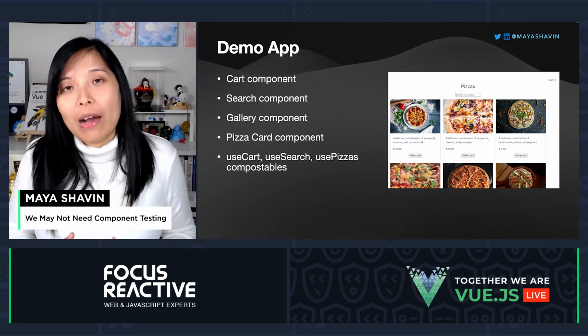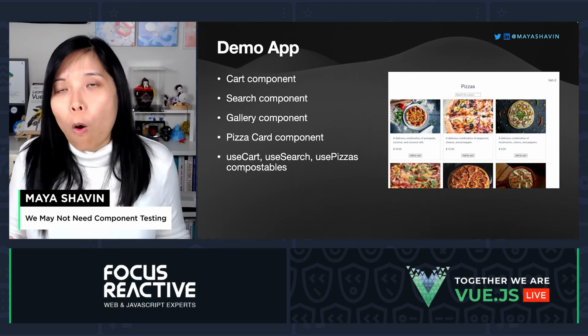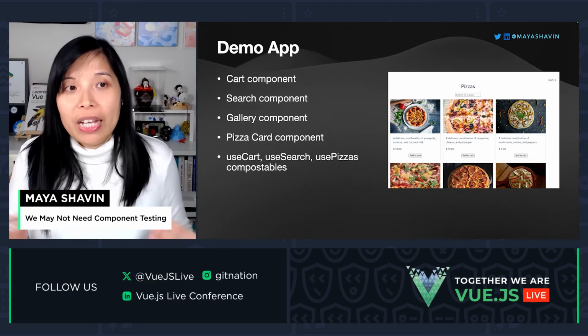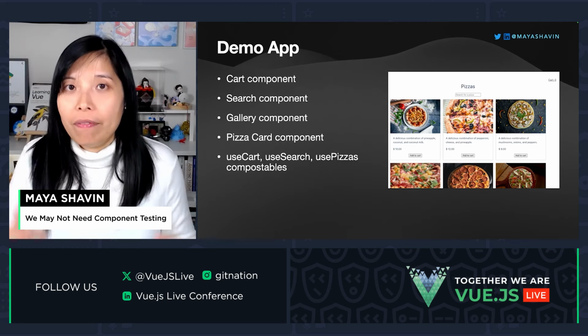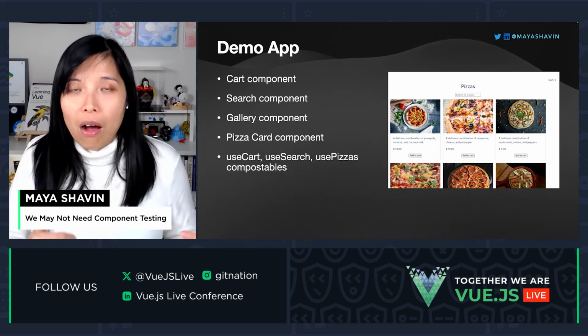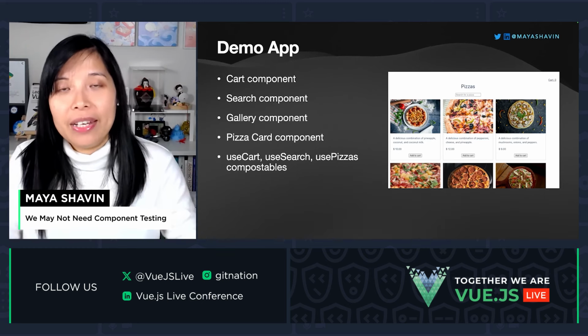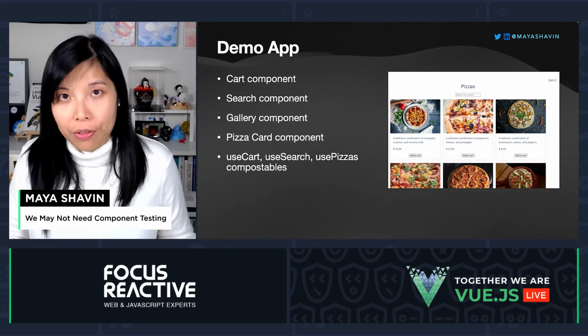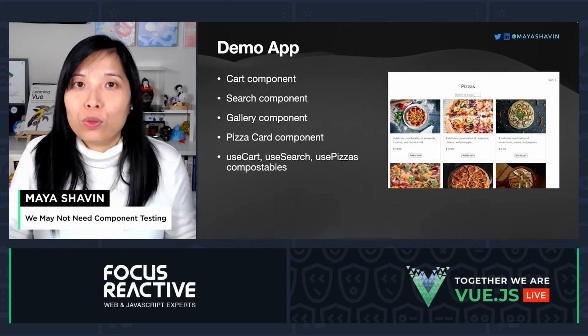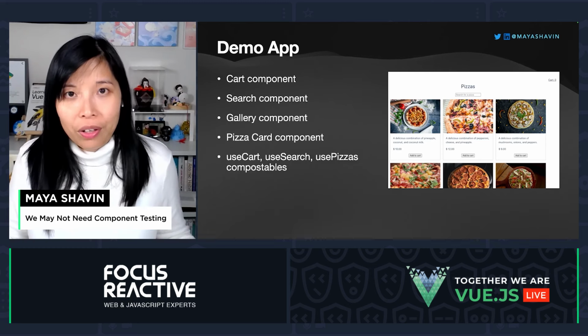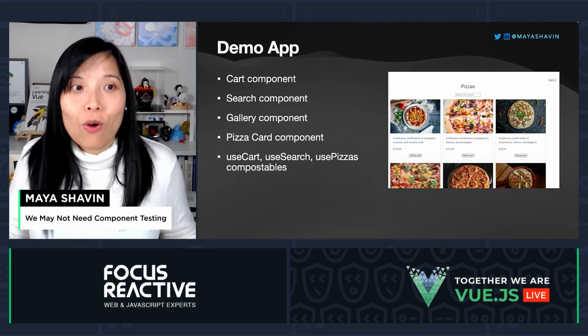So let's take a look at our demo app. We have a lot of components in the demo app. Each of the components here has relevant composables to work with, to get data, update data, and transfer data between each other. We're not going to go through all of these components, and we're not going to write tests for all of them.